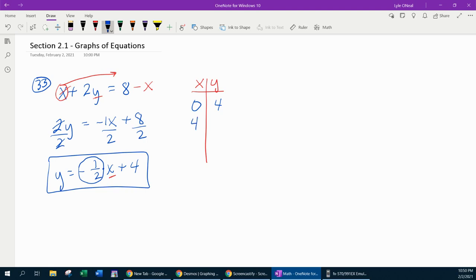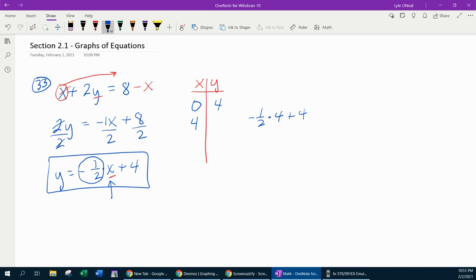Now, like I said, you can pick any number you want for x. I'm going to choose an even number, and I just randomly chose 4. And let's look at a little more detail how we get the y this time, okay? So in order to get the y value, I'm going to plug in my 4 for x, and that's going to give me negative 1/2 times 4 plus 4. And then I do order of operations.